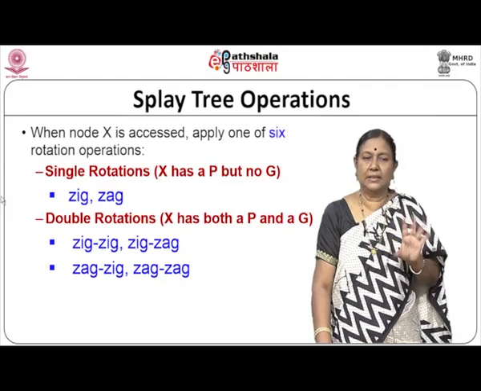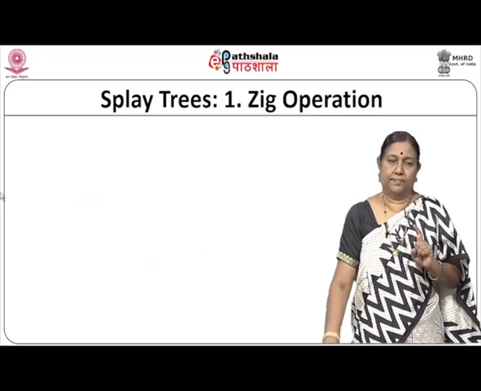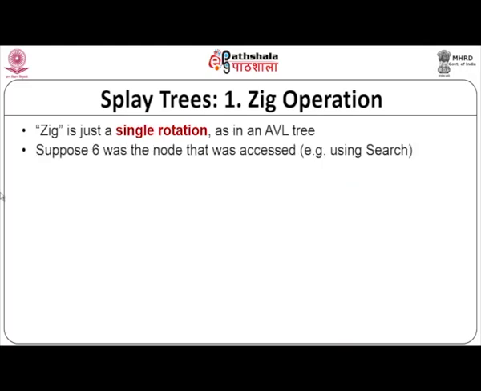So, these are the 6 cases. Okay. So, let us first take the zig operation. Zig is just a single rotation and this is similar to what we do in an AVL tree.